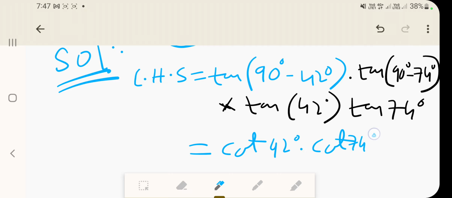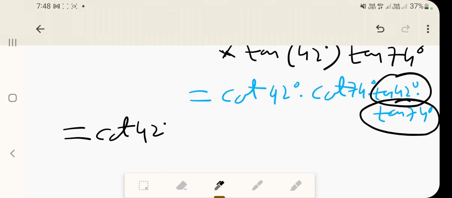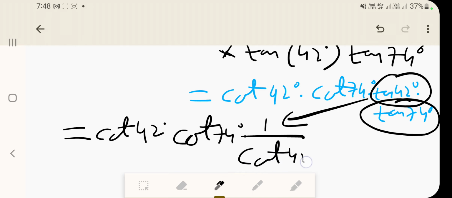This is what they have given already. So here tan 42 can be written as 1 by cot 42, and this tan 74 can be written as 1 by cot 74. So already we have cot 42 here into cot 74 here, into tan 42, which can be written as 1 by cot 42 degrees.